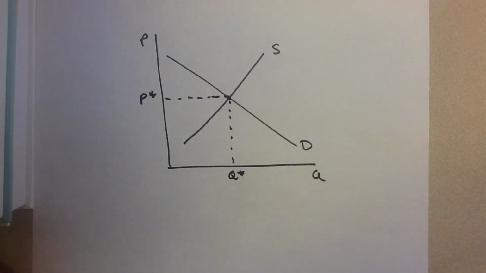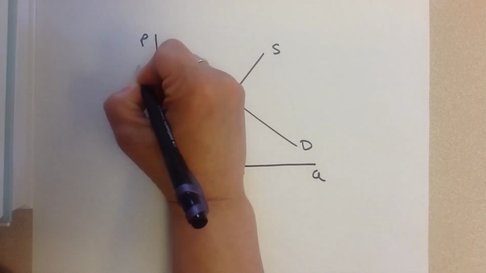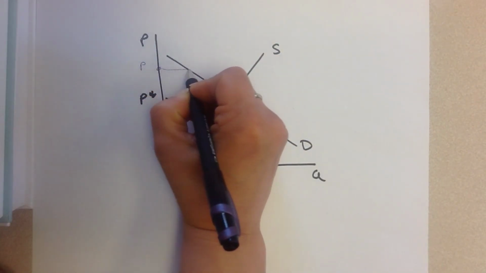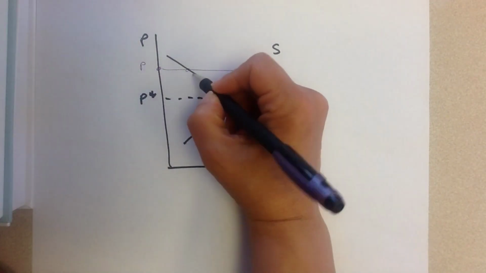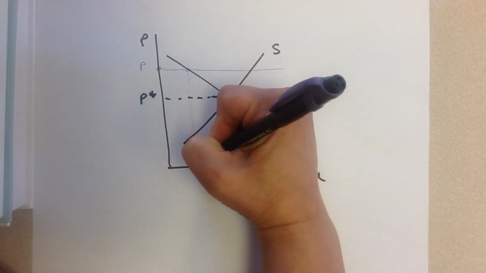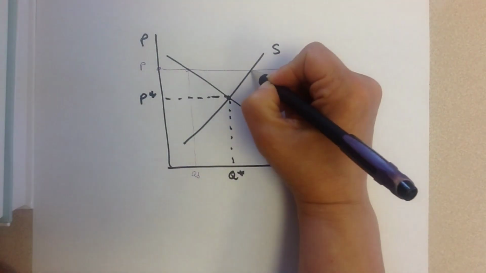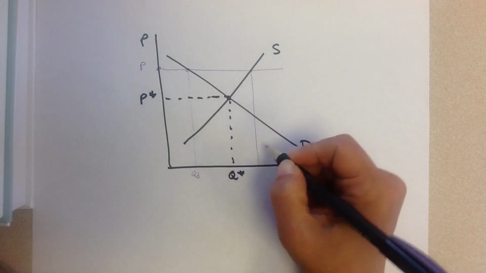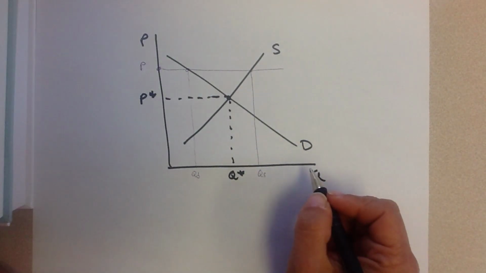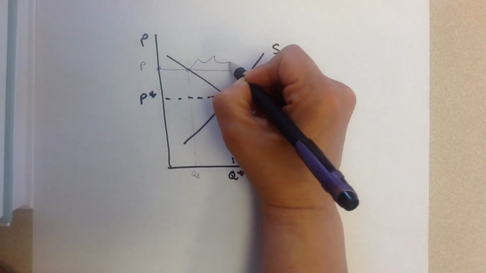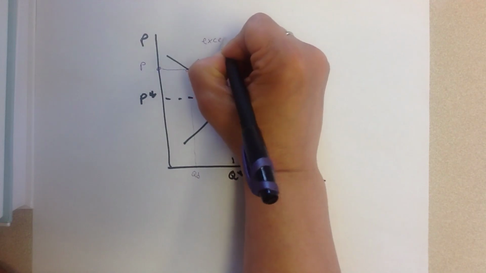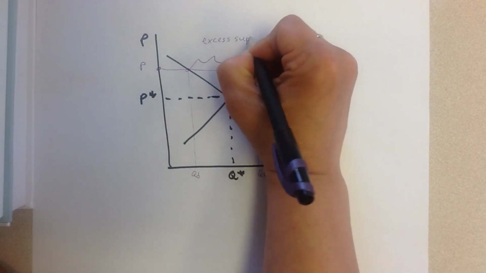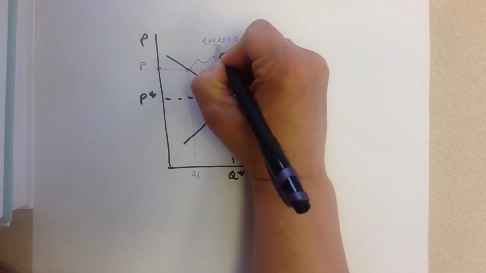What we see is if the price somehow is too high, let's say we have a price up here. What happens? Quantity demanded and quantity supplied are not equal. The quantity demanded at that price is only this much, and quantity supplied is much more. A lot of people want to sell for that nice high price, but not very many people want to buy at that price. This gap between quantity supplied and quantity demanded is called excess supply, or sometimes a surplus.